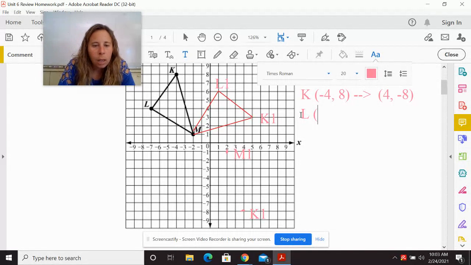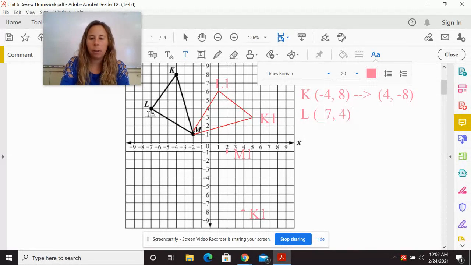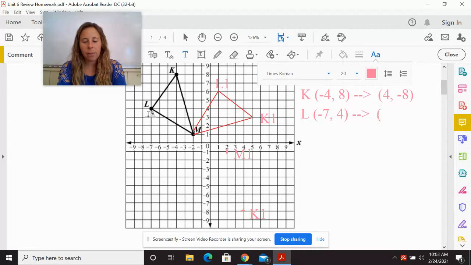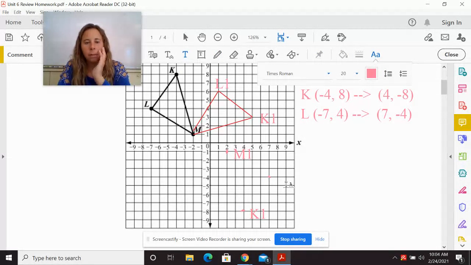Okay, so L is at negative 7, 4. Oh, sorry, that's supposed to be a negative, not a 0. Negative 7, 4. And then it becomes the opposite. So instead of negative 7, positive 7. Instead of positive 4, negative 4. All right, so 7, negative 4, right there. Okay, and that is L prime. Okay, let me pause you so I can connect the lines.